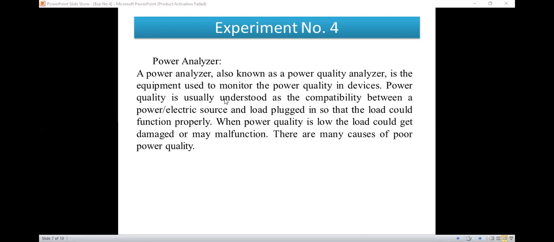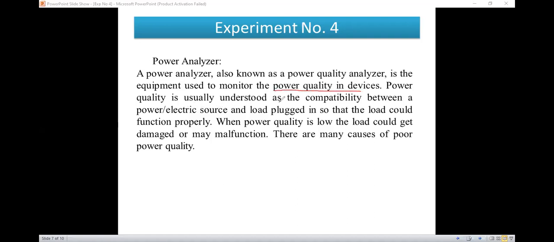Okay, in your BE, power quality is a special subject, but it is an elective subject. So the power quality analyzer, or power analyzer, is the equipment used to monitor the power quality in the device. Okay, so it is one type of equipment which is used to monitor the power quality of that device, for monitoring that power quality.